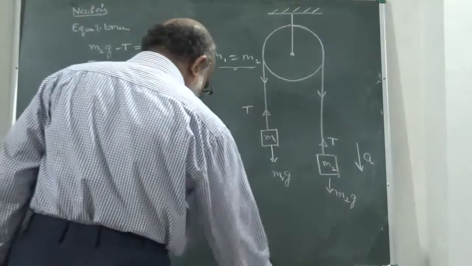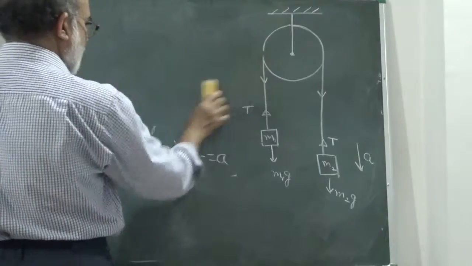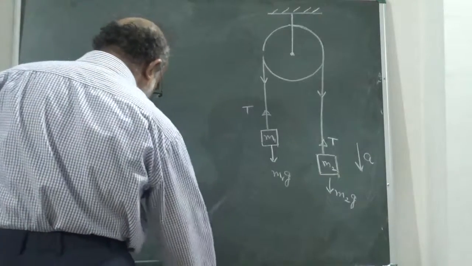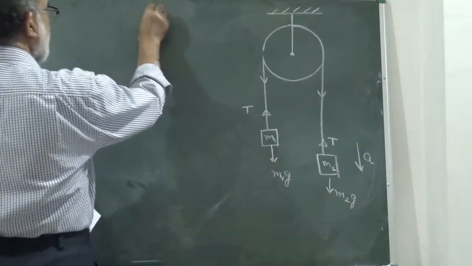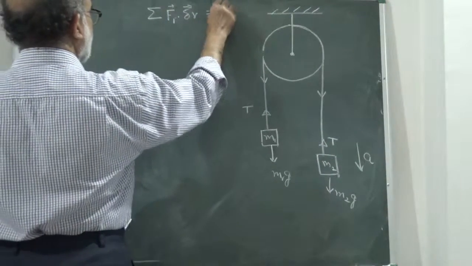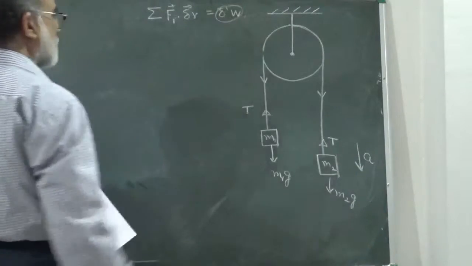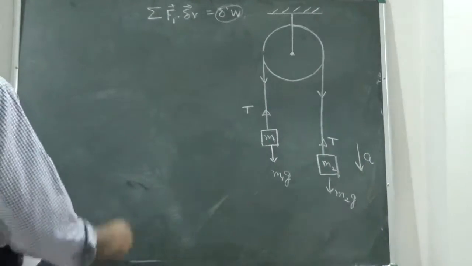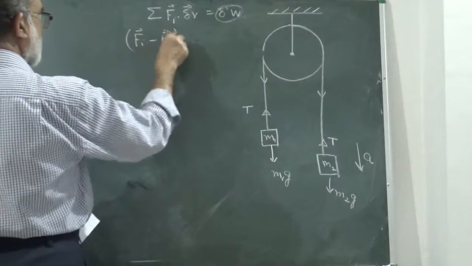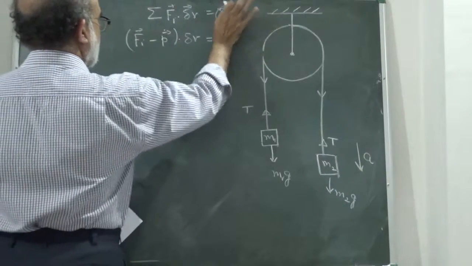Now we work it out by virtual work. In virtual work, we have the sum over Fi dot delta Ri. This is equal to the total work done. If the system is in equilibrium, this is 0. Or in case of motion, it is Fi minus the rate of change of momentum, times the virtual displacement. This is the virtual work, and it is set to 0.